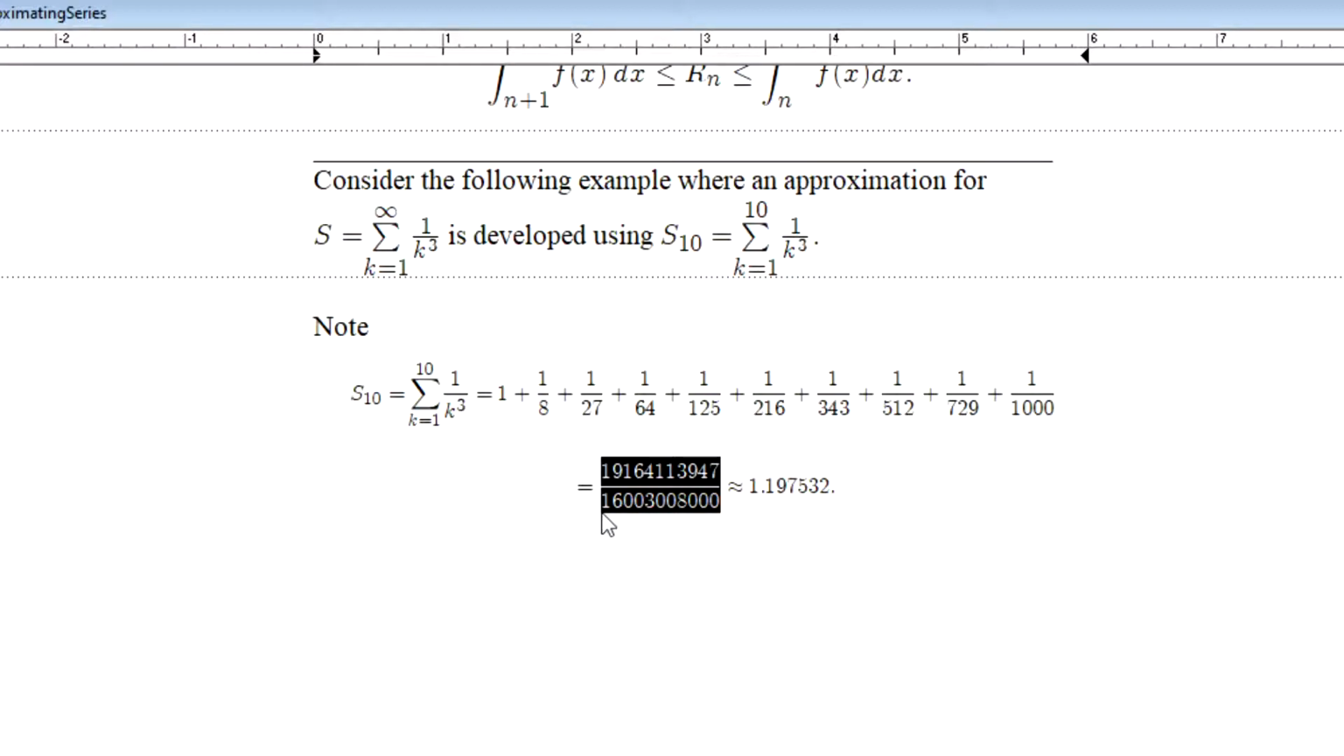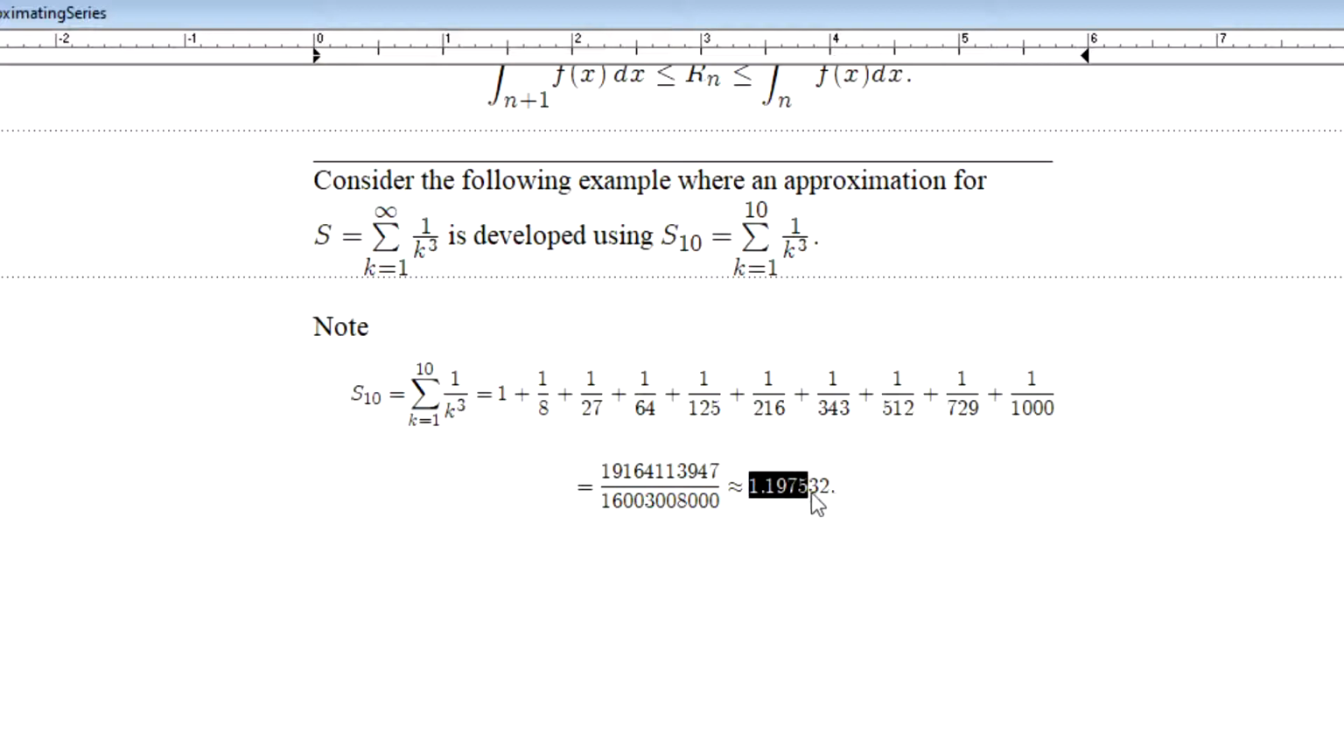19,164,113,947 divided by 16,003,008,000, right? It does not give us a pretty ratio whatsoever. And I actually used Mathematica to develop this calculation. I went onto that Wolfram programming lab and used it to develop this actual fractional result.